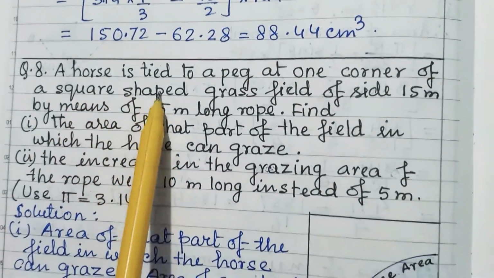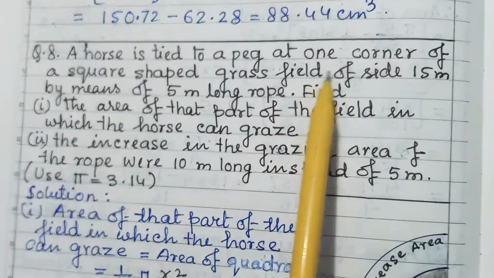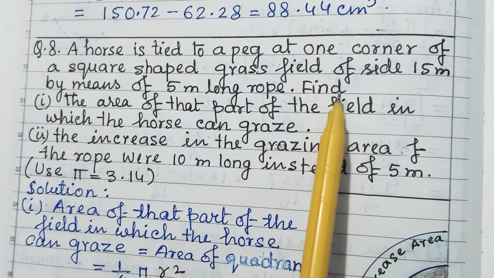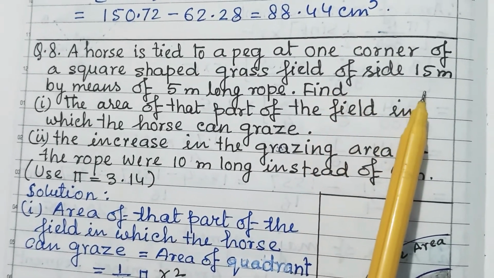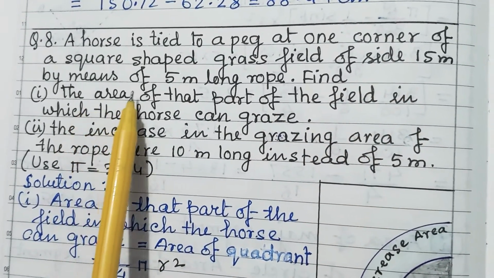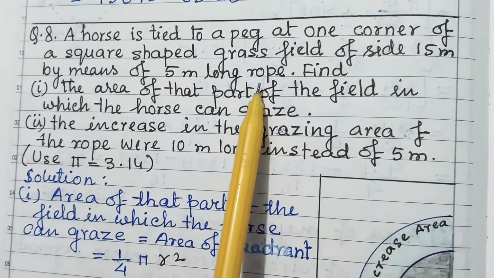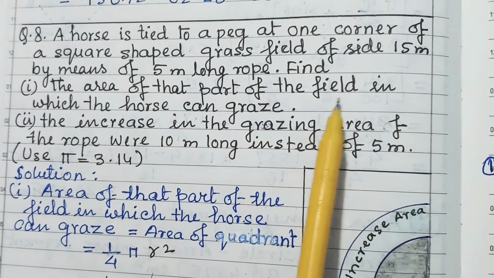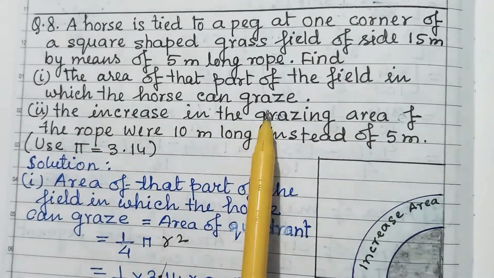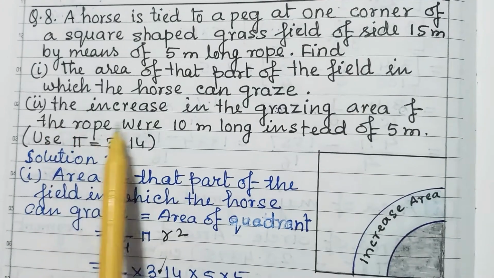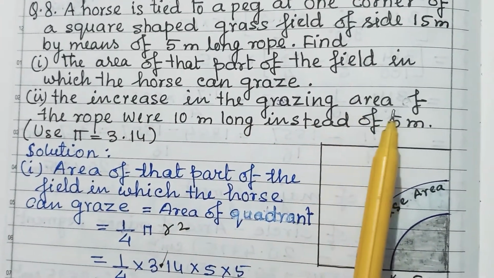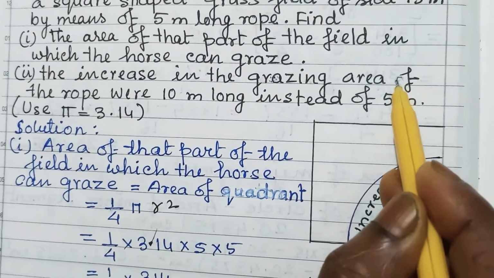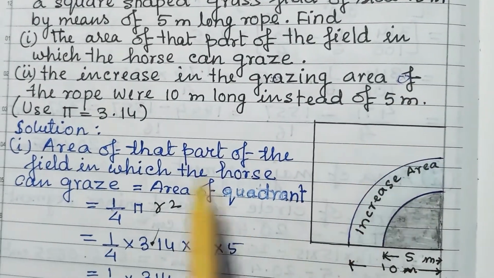Question 8: A horse is tied to a peg at one corner of a square-shaped grass field of side 15 meter by means of a 5 meter long rope. Find the area of that part of the field in which the horse can graze. Second, find the increase in the grazing area if the rope were 10 meter long instead of 5 meter.